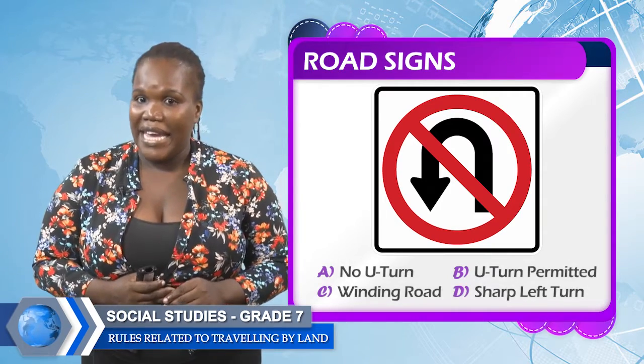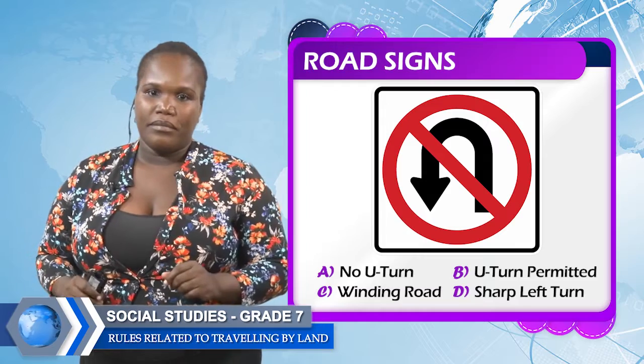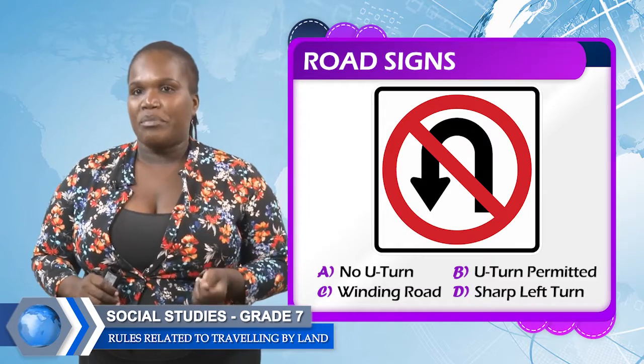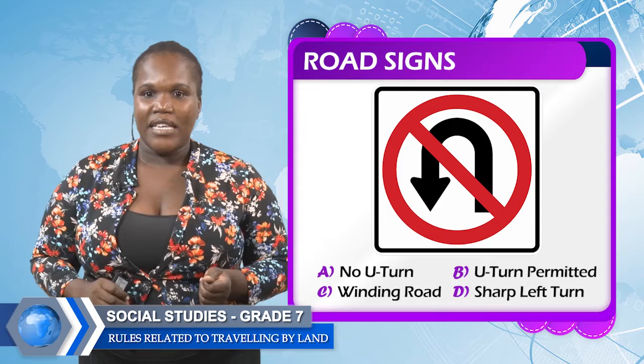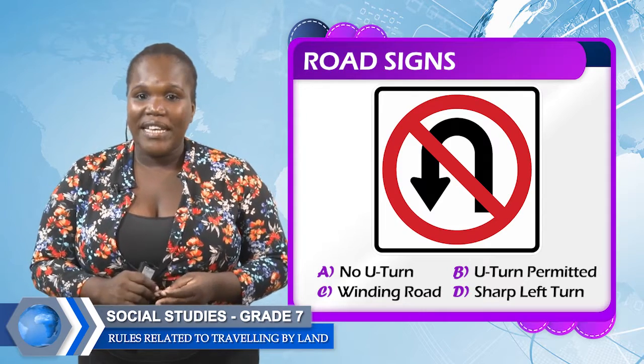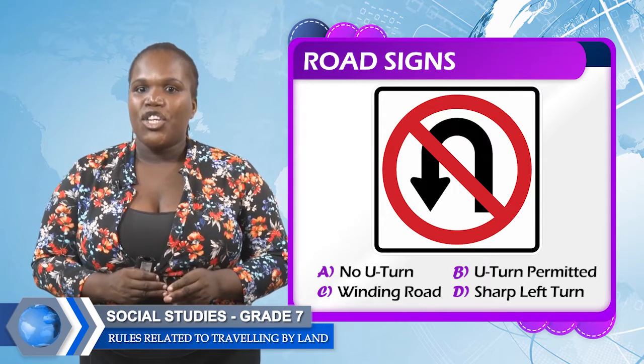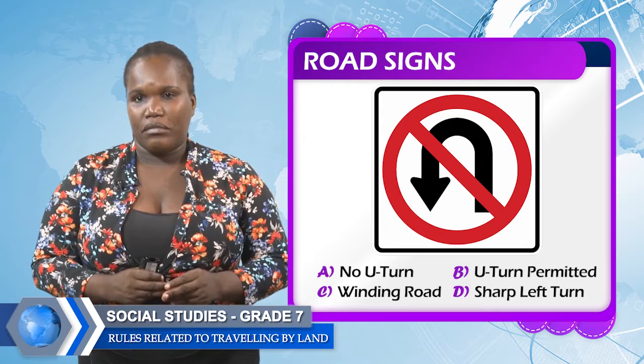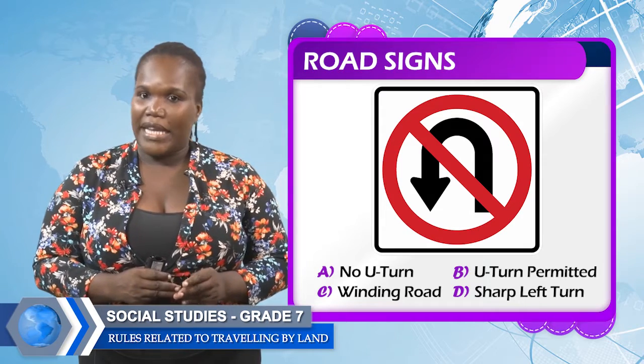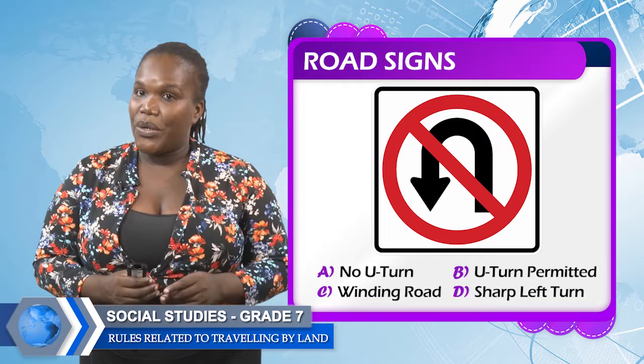Is it saying A, no U-turn? B, U-turn permitted? C, winding crossing? Or D, sharp left turn? Which one? A, B, C, or D?